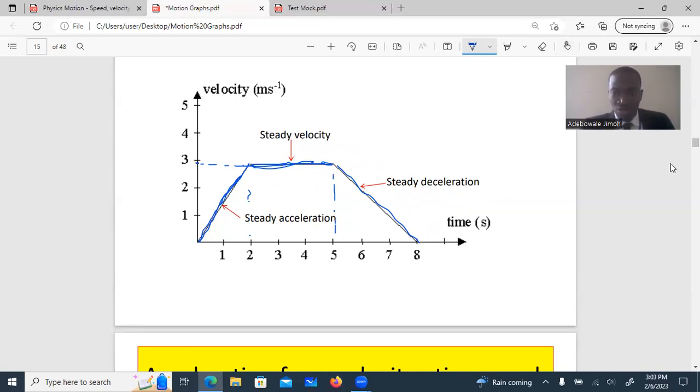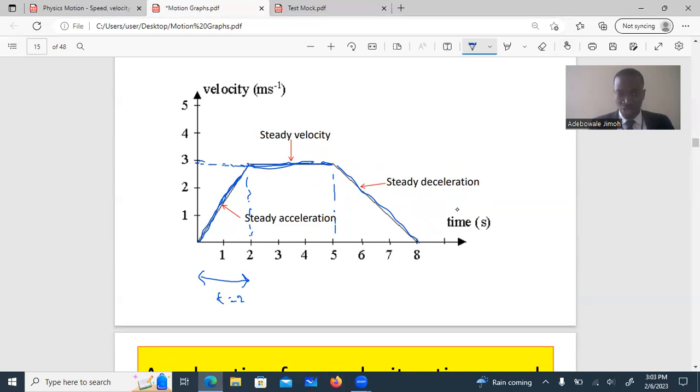So let us see how we can solve questions on this. Let's assume we are asked to calculate the acceleration within the first 2 seconds. So this is the first 2 seconds. From here to here is the first 2 seconds. So the time is 2 seconds. So what is the acceleration? So we pick the velocity here. At the end of this slope, the velocity here is 3 meters per second.